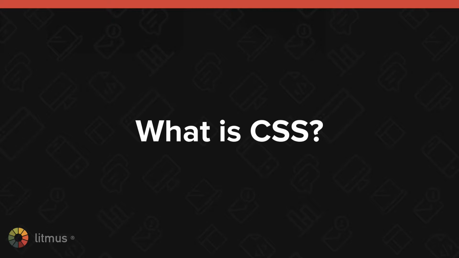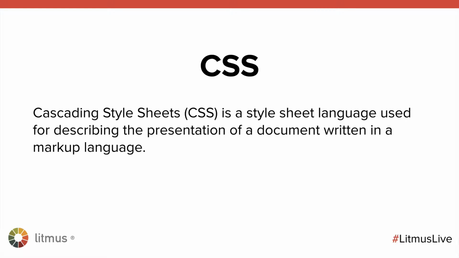So I want to start off going over some of the bare basics, elementary stuff. I know this might be boring for some of you, but I just want to start at the beginning so that everybody has a clear understanding of what we're talking about. So first of all, what is CSS? CSS stands for Cascading Style Sheets, and it's a style sheet language used for describing the presentation of a document written in a markup language.